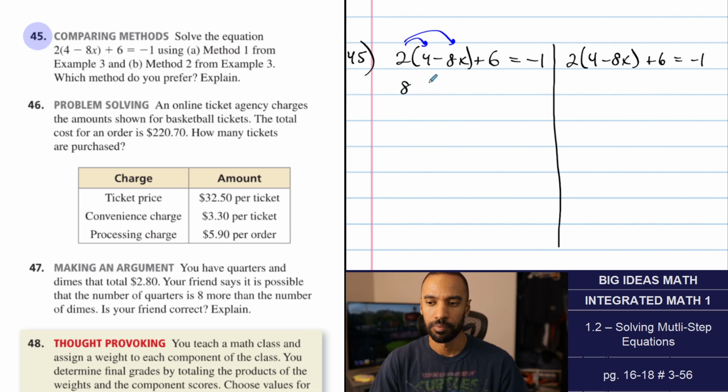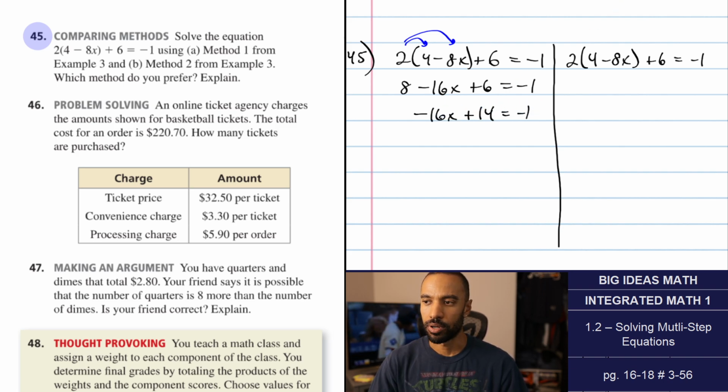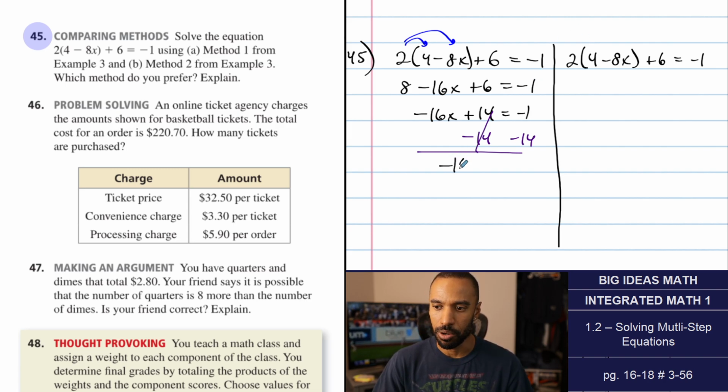2 times 4, 2 times -8x. 8 plus 6. This is the example where I wanted to say you do 8 plus 6, not 8 minus 6, right? So 8 plus 6 is 14. The 16 is still negative. You have negative 16x, you have a positive 14. And I'm now going to subtract 14 from both sides. Now, will this method stave off the answer being a decimal? No, it's still going to be a decimal. And we get negative 15.